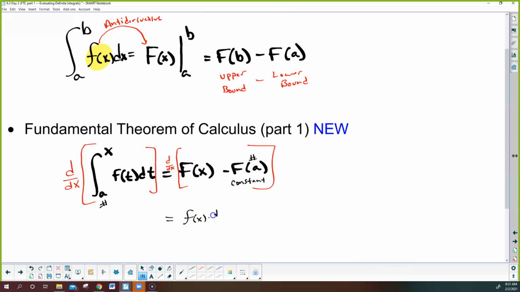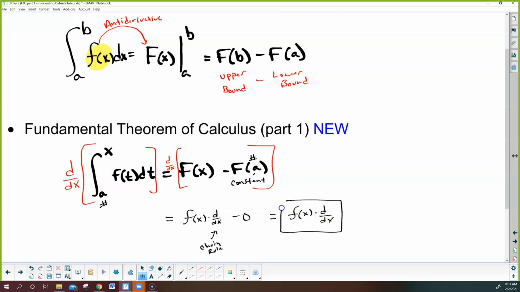But then I do have to multiply by the derivative of the inside. So we have a little bit of a chain rule there, which we'll show you. But notice the other part. Since a is a constant, this whole number is a constant. The derivative of the constant is 0. And what's actually left over is f of x times the chain rule.